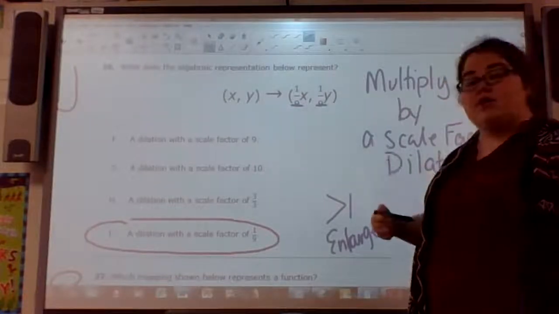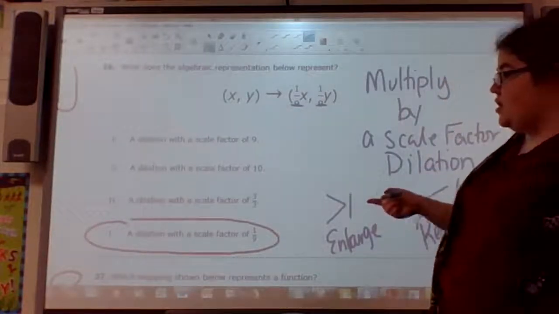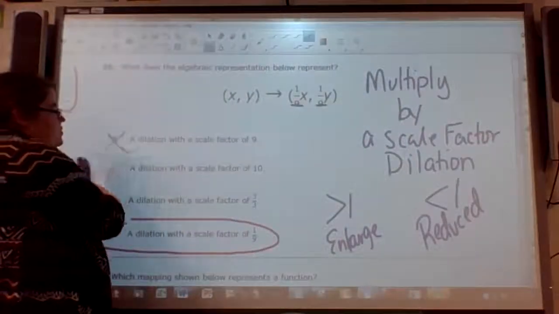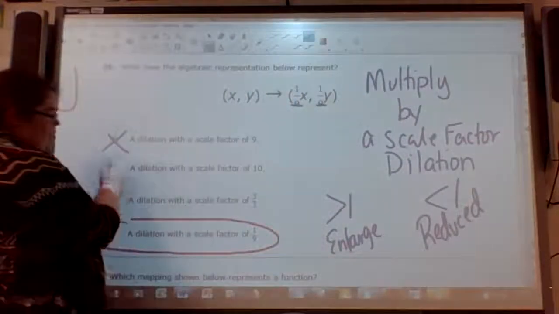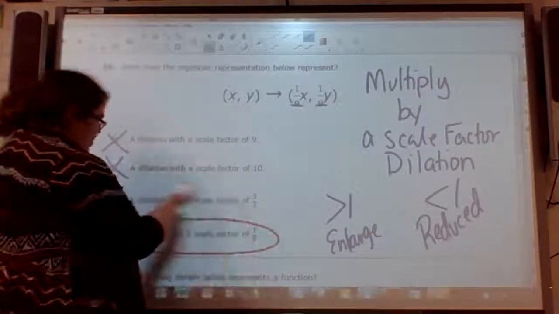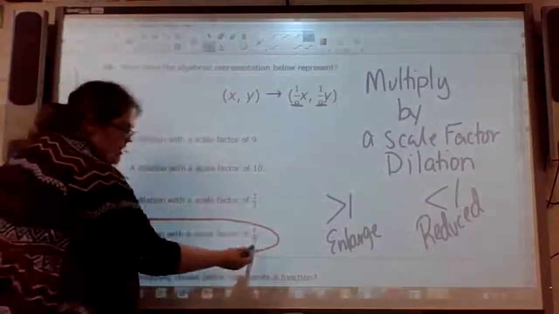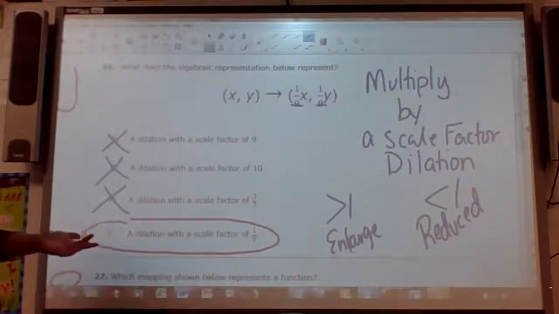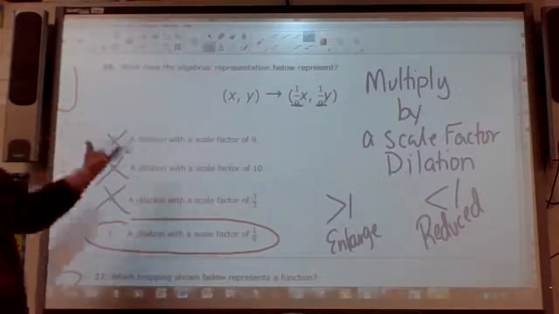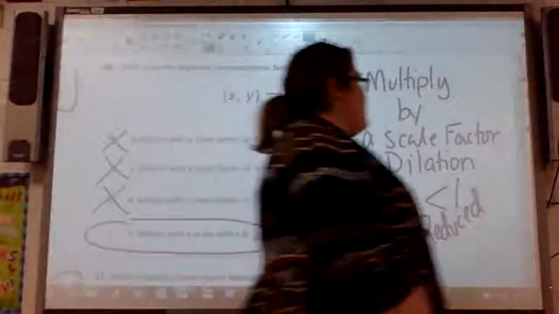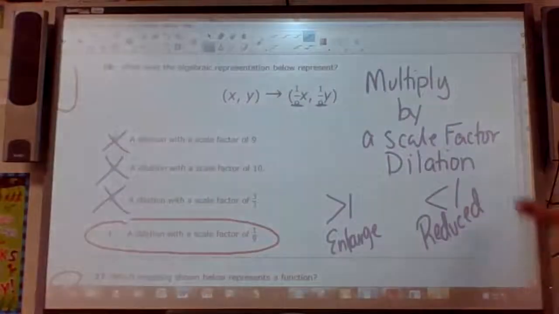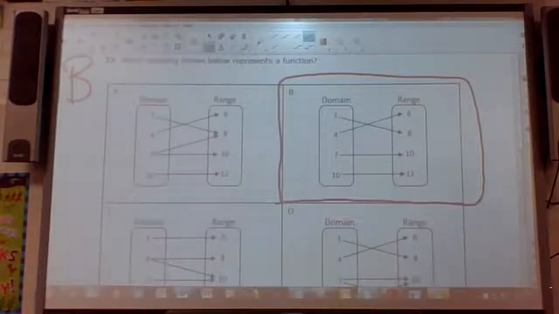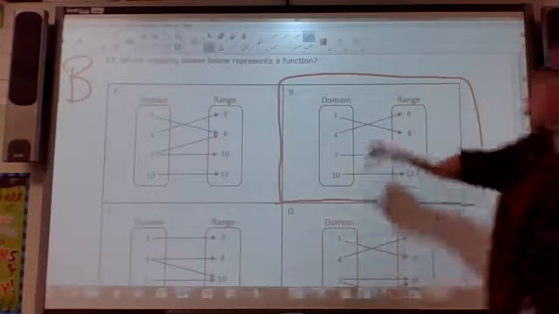With it being reduced, I'm going to go over here and look. Scale factor of 9, false. It's 1/9. 10, false. 3 3s, false. 1/9, there's my answer. I'm done. You're not solving dilations. You are just trying to find out what's happening to the figure. 27. Which mapping shows a function? This is in Unit 5.